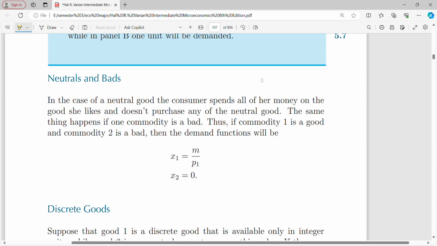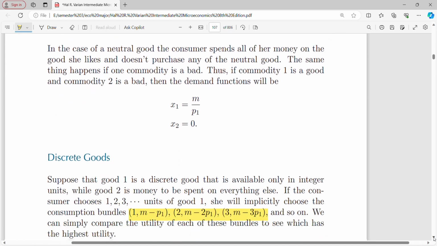where she gets satisfaction. The same thing happens if one commodity is bad, because the consumer won't spend money there. She spends all her money on the good only. So it also has this boundary solution, because x2 is 0 and x1 is m by p1. All the money is spent for x1 only, because x2 is either neutral or bad.